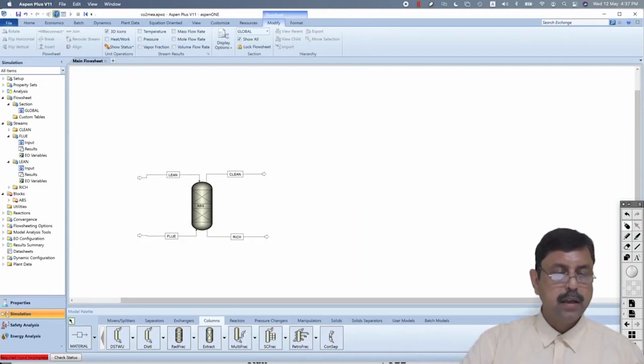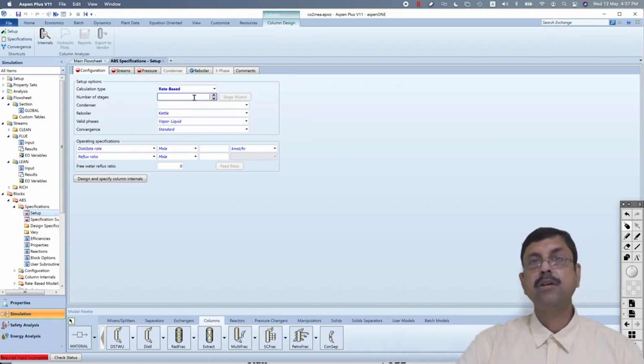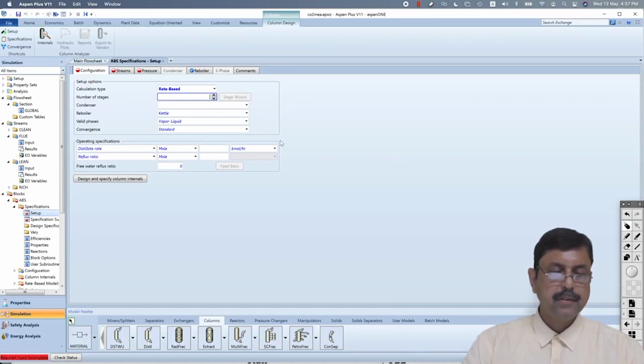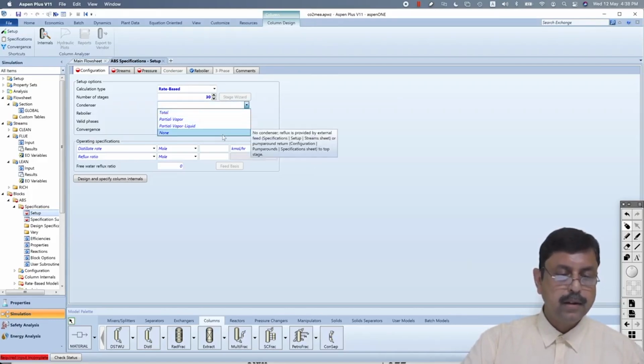Now the absorption column. So for absorption column, it will be rate based. Number of stages has not been given, so we can choose any number of stages. We can choose say 15 stages or 30 stages. Okay. And it's an absorber, so we don't have any condenser or reboiler. So condenser none and reboiler none.